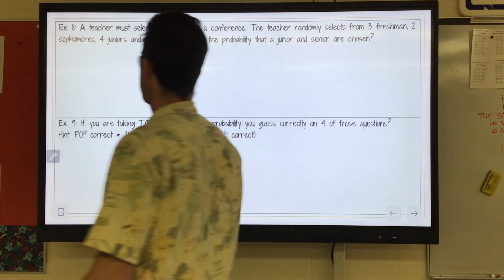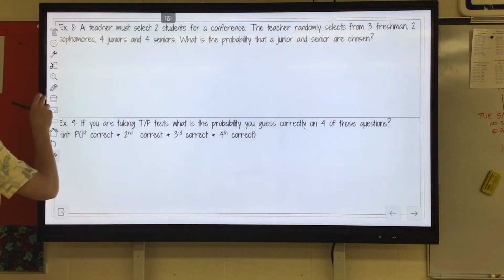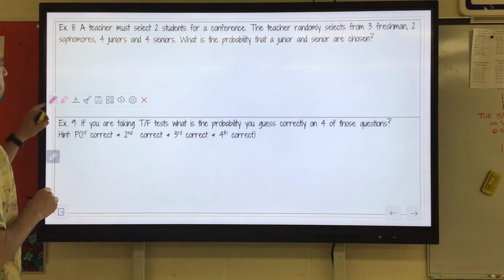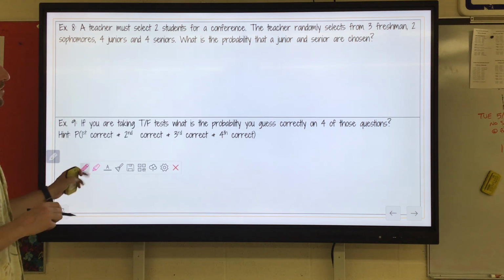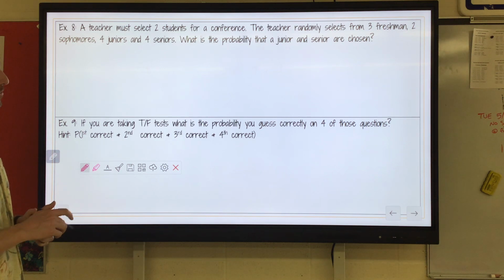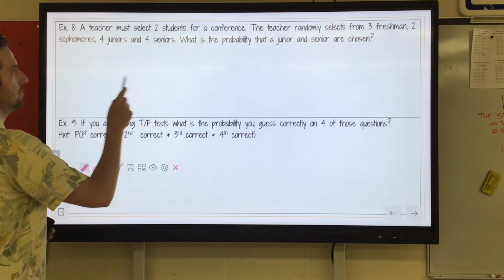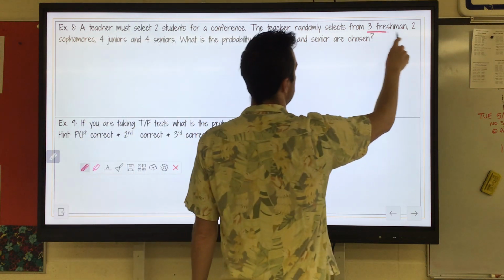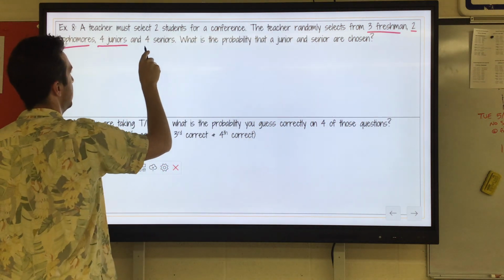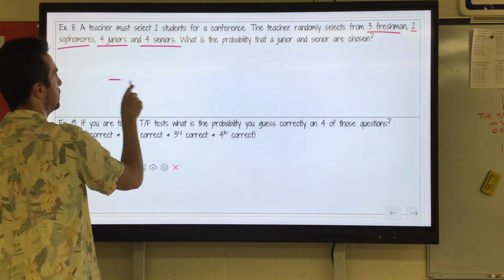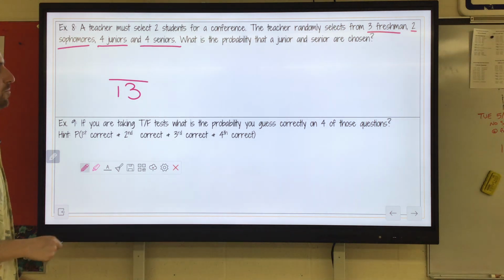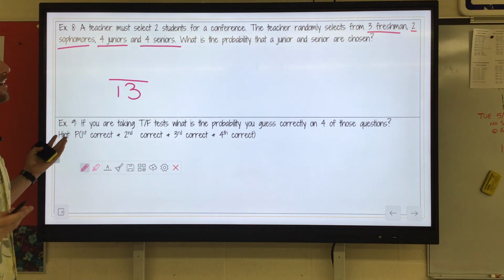A teacher must select 2 students for a conference. The teacher randomly selects from 3 freshmen, 2 sophomores, 4 juniors, 4 seniors. What's the probability a junior and a senior are chosen? So let's see. There's 3 freshmen, 2 sophomores, so that's 5. 4 juniors, 9, 4 seniors. There are 13 students that they are choosing from. What's the probability that a junior and a senior are chosen?